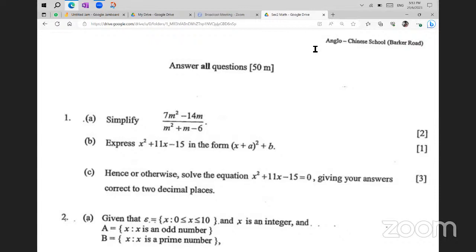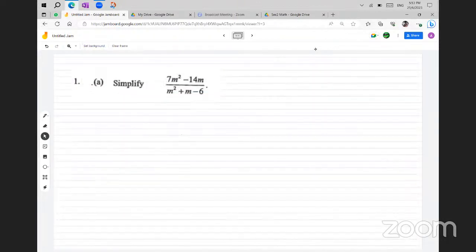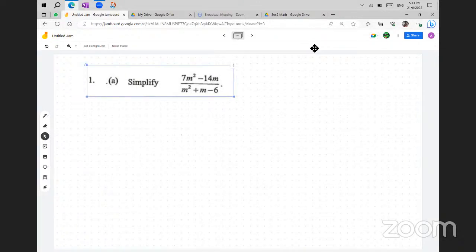I'll try to do it first. Okay. All right. Let's try. I'm putting it in the Jamboard. To make it easier, I'll help you write. Now, what will you do? I'm going to simplify the top part. And how do you do that? Oh my god. Wait.